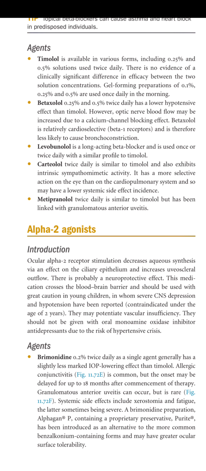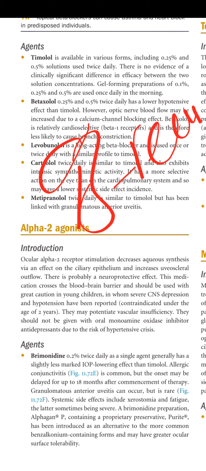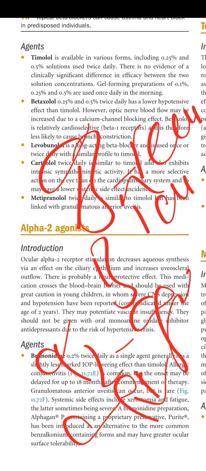Alpha 2 agonists. Introduction. Ocular alpha 2 receptor stimulation decreases aqueous synthesis via an effect on the ciliary epithelium and increases uveoscleral outflow. So, basically, you know that beta receptor stimulation increases secretion, so that is why you give beta blockers, whereas alpha 2 agonists decrease secretion, that is why you give them.